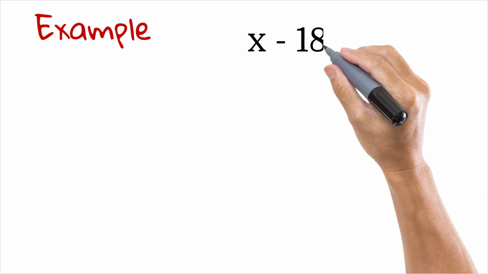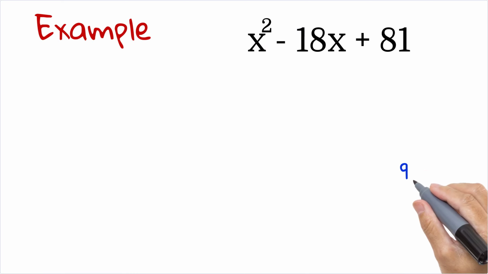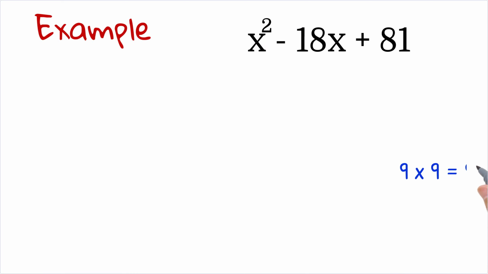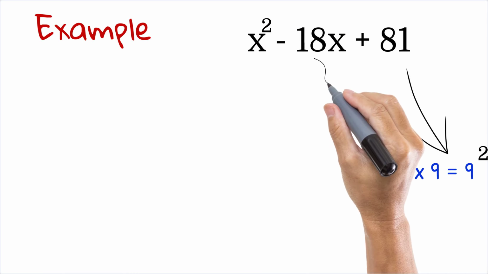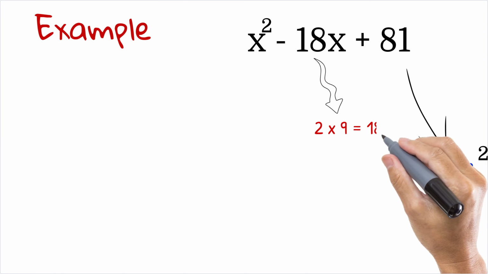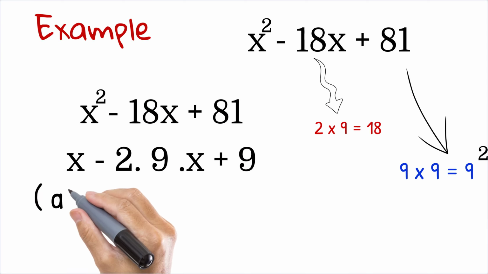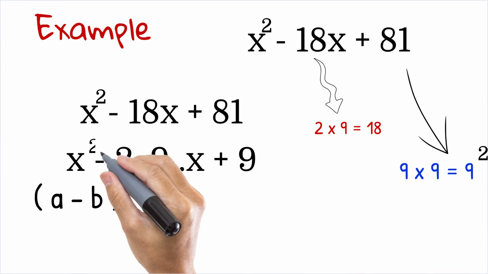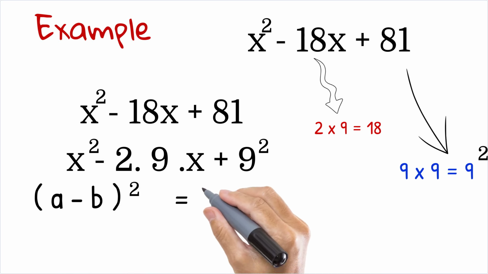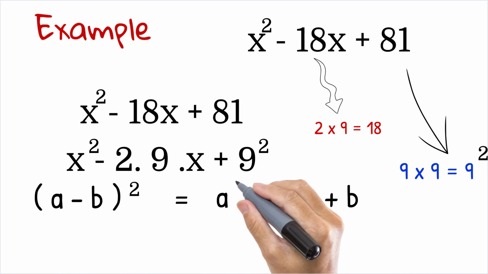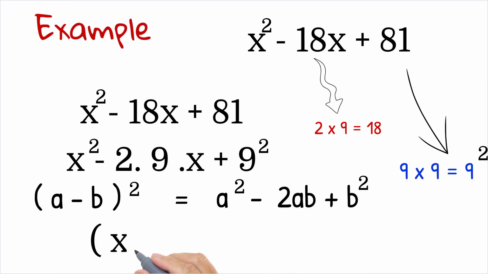Example, find the factors. The constant term 81 is a perfect square, and 18 can be written as 2 times 9. Rewrite the expression using the perfect square trinomial pattern: (a minus b) whole square is a square minus 2ab plus b square. The expression can be written as (x minus 9) whole square.